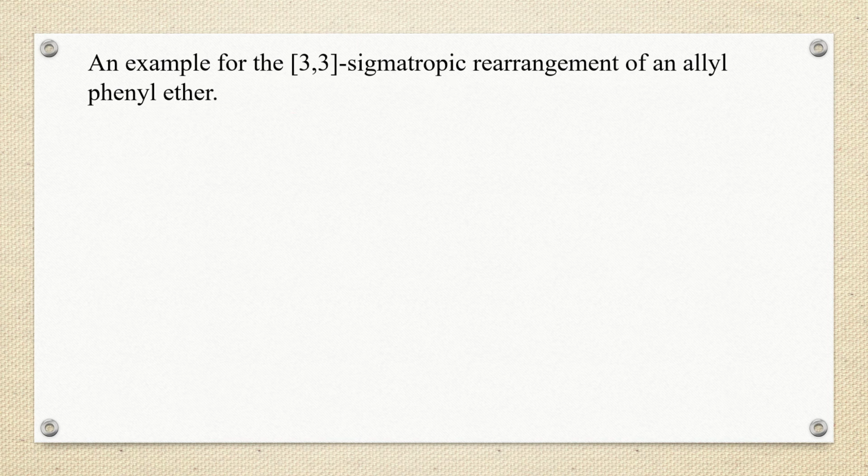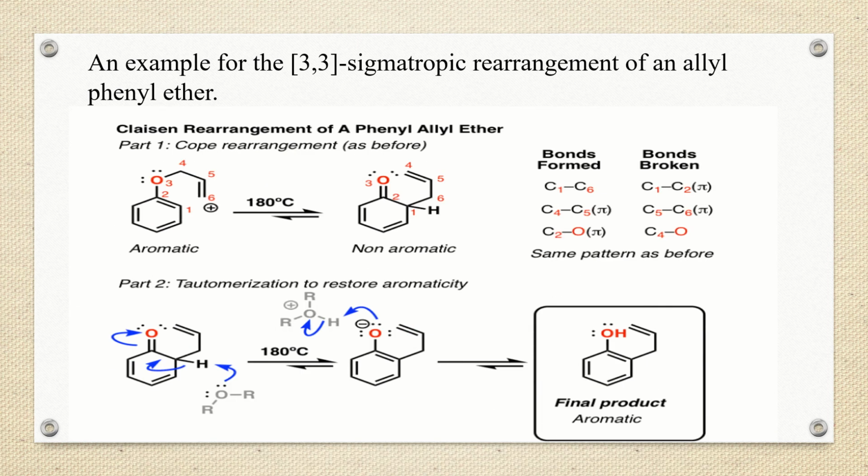Let us go for another example of 3,3 sigmatropic shift, that is of allyl phenyl ether. Why is it called a 3,3 sigmatropic shift? Because the bond formation and bond breaking in this rearrangement are with respect to the third position. So at the third position there is bond formation, and the bond breaking also takes place at the third position with respect to each other.